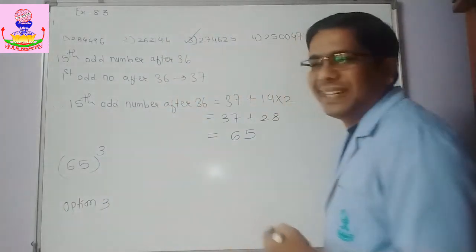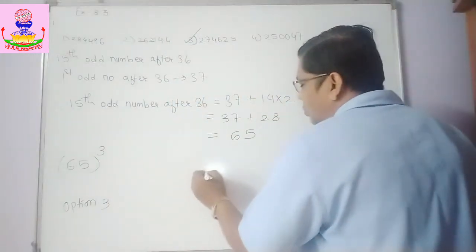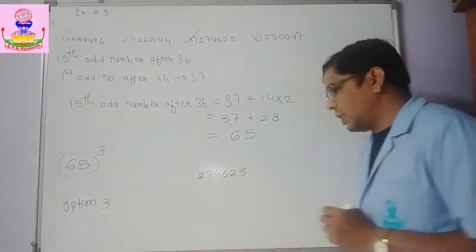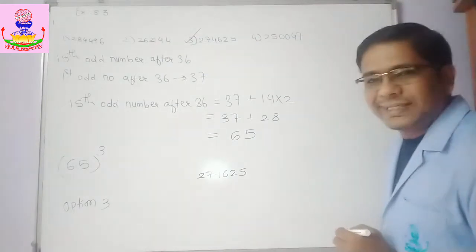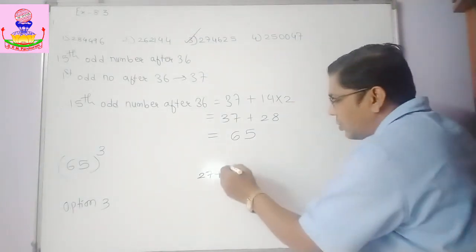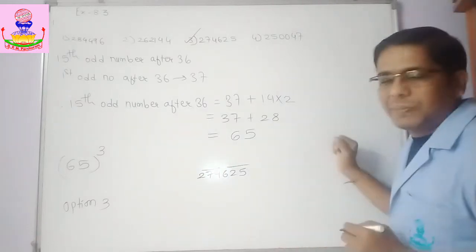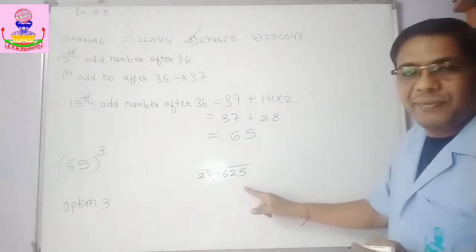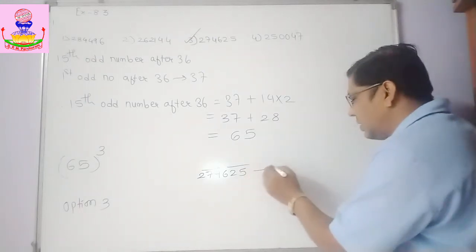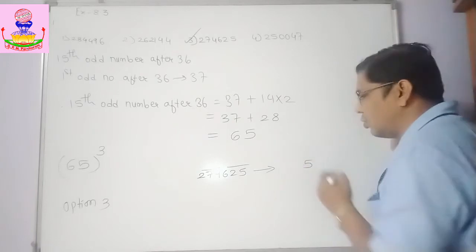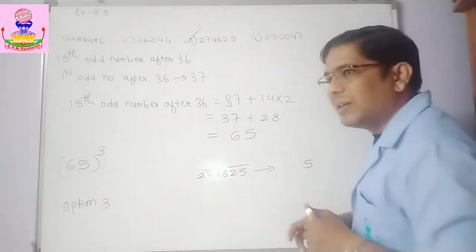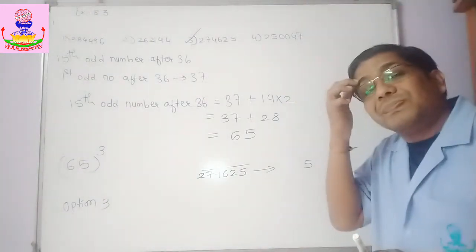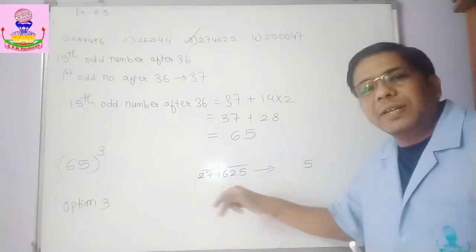You can check it. How to check it? Find the cube root of that number. 2, 7, 4, 6, 2, 5. Okay. So 274,625. Cube root of it. So what you do? Group them in groups of 3. So the first group from the right hand side, take its units place. What is there? 5. So 5 will come in the cube root.